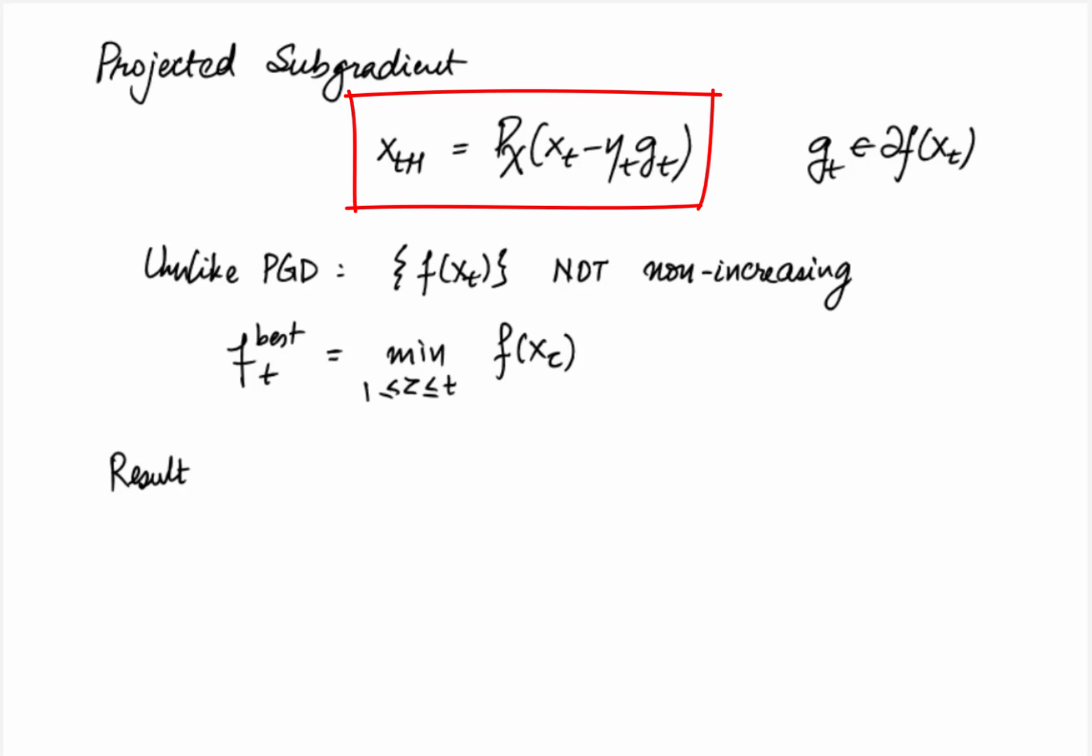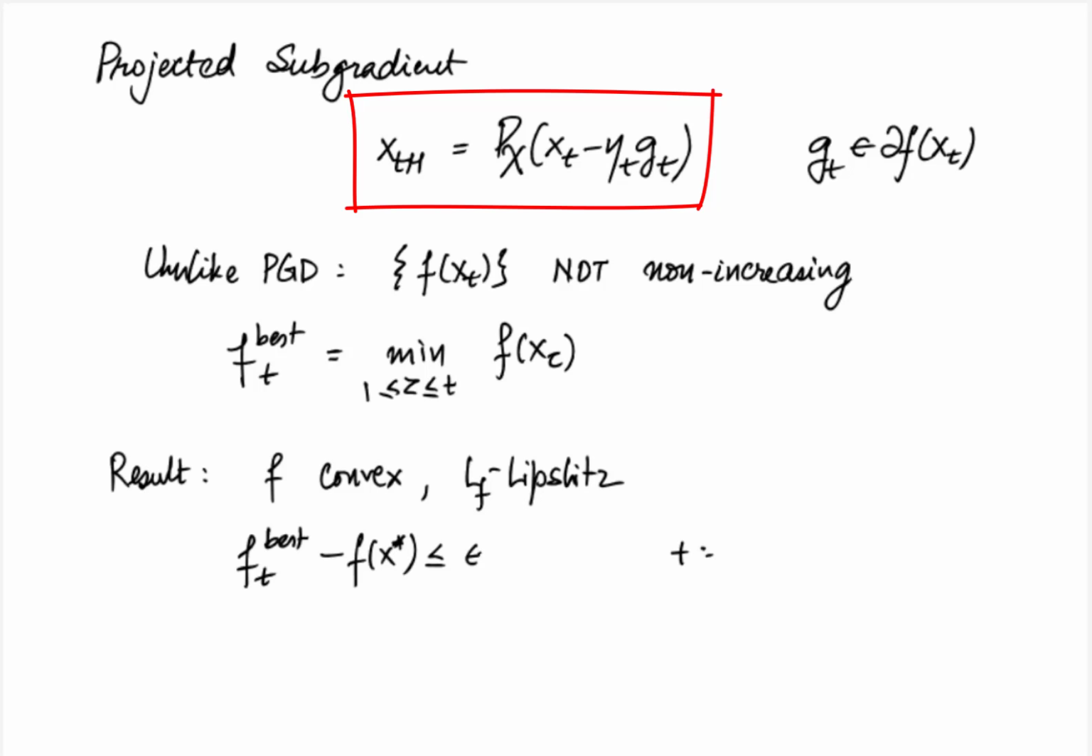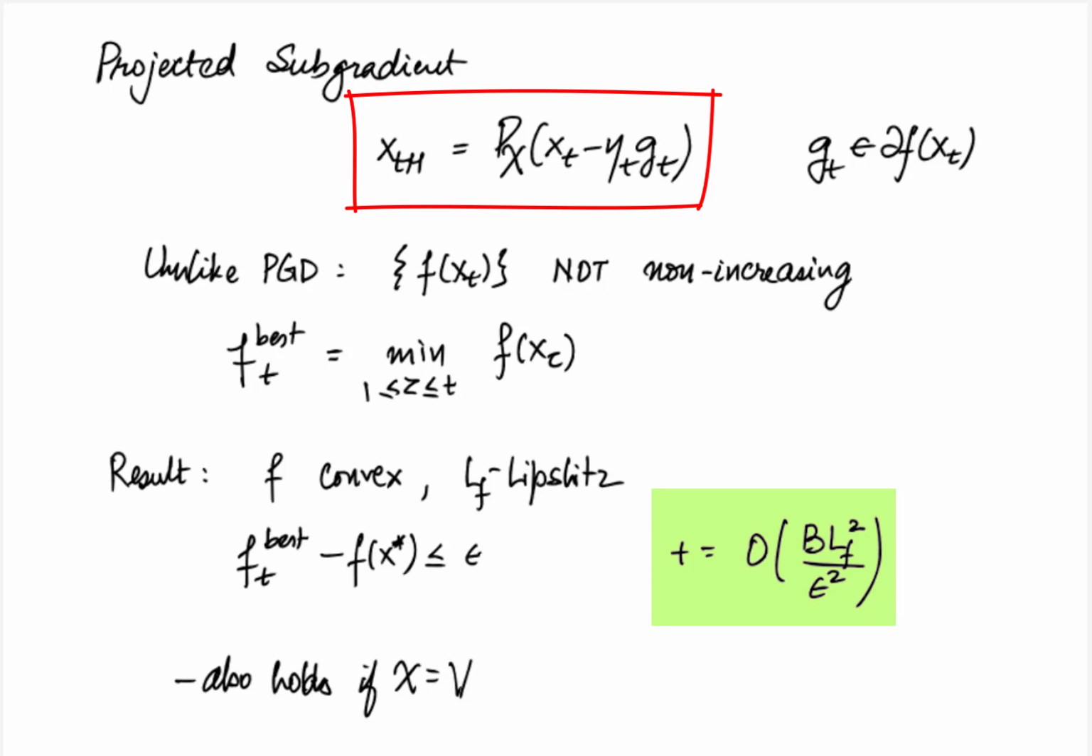The result is that for f convex and LF Lipschitz continuous, the number of oracle calls required to achieve that the best optimality gap is less than or equal to epsilon is given by order of B LF square by epsilon square. So here the rate is worse than the 1 by epsilon rate that we are used to for the smooth convex cases. Moreover, instead of L, now we have dependence on the Lipschitz constant of the function LF. We are directly presenting the results for projected subgradient, since there is no improvement in rate if the calligraphic X is the entire space V.